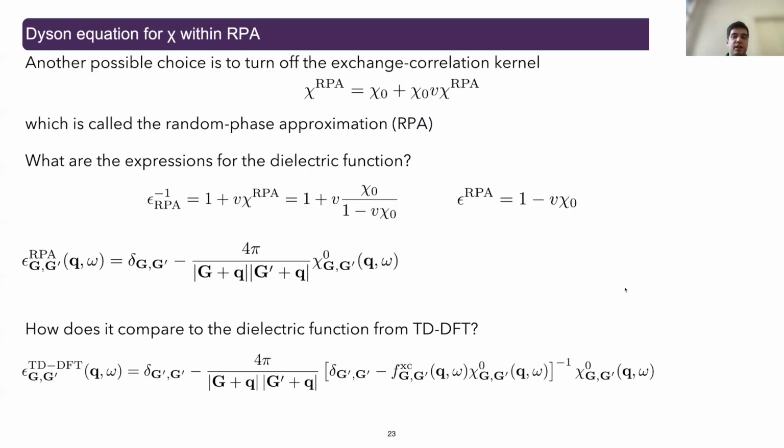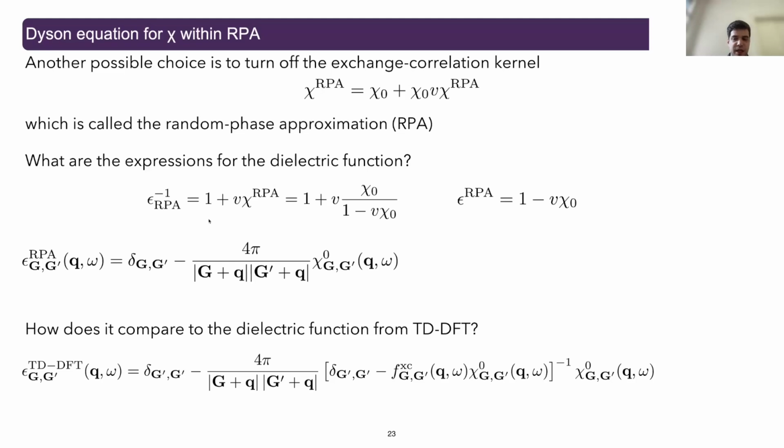Another approximation that you can take is to turn off the exchange correlation contributions from the kernel and keep only the Coulomb interaction. This is known as the random phase approximation. And it leads to the following expression for the inverse dielectric function that depends only on chi naught and the Coulomb potential. This one is often used in models, but more importantly for this workshop, in what are called the GW calculations that you'll learn about in Merzuk Kaltak's talk tomorrow.